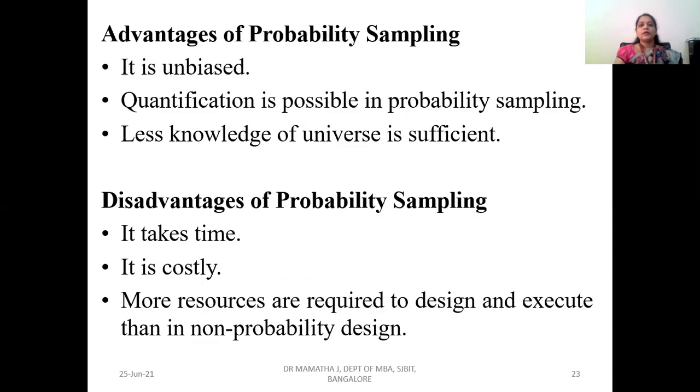Okay, so when it comes to the advantages and disadvantages of probability sampling, we are done with probability sampling. One thing we say is that in probability sampling everybody has an equal chance to participate and it will be unbiased. So there is no bias and quantification is possible. And even if you don't have sufficient knowledge of the universe or population, that is not a problem. The only disadvantages are that it takes a lot of time to select the sample and sometimes the methods used might be costly. More resources and more knowledge are required for a researcher to understand the techniques and carefully draw the sample. This is about probability sampling.